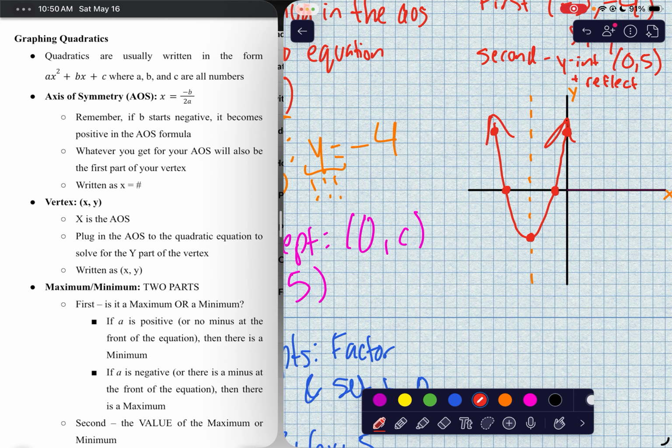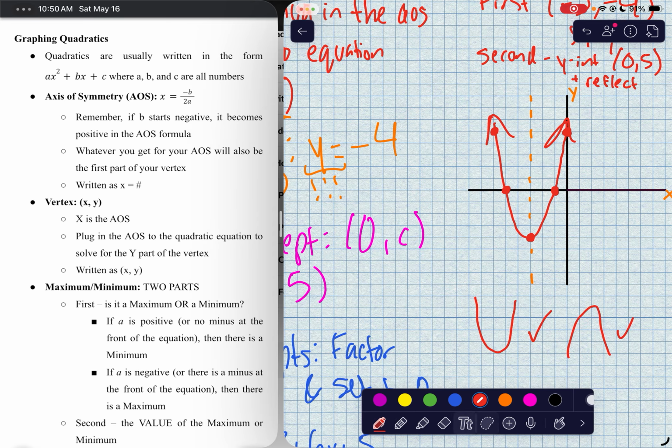Now, make sure that the graph is curved like a U shape, or an N shape if it's upside down. It should not be a V shape. That is not good because that's a different type of graph. We don't want it like that. So remember, it needs to be curved like a U or upside down like an N.